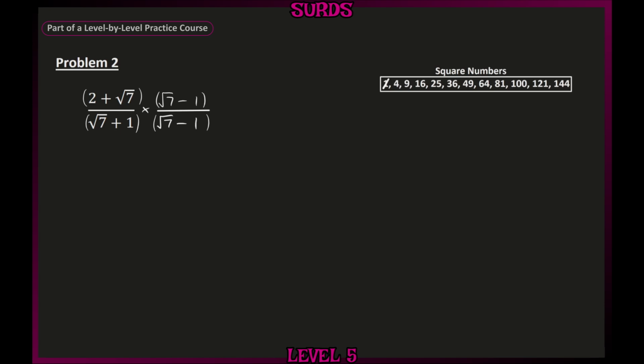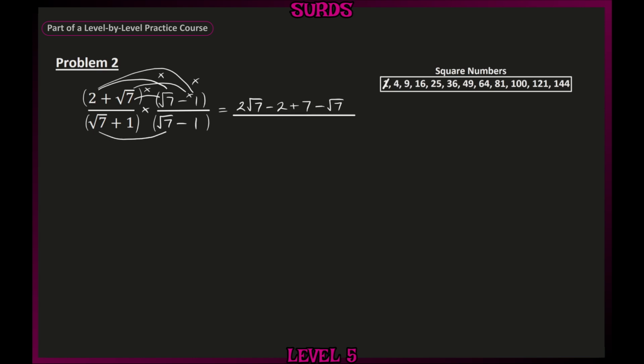And if you'd like a bit more help with expanding brackets in general, take a look in the top right corner where you can see my course on expanding brackets. Now back to the problem, starting with the numerator, we have 2 multiplied by root 7, which is 2 root 7. Next, 2 multiplied by minus 1 is minus 2. Root 7 multiplied by root 7 just gives us plus 7, and root 7 multiplied by minus 1 is minus root 7. In the denominator, we can expand in a very similar way.